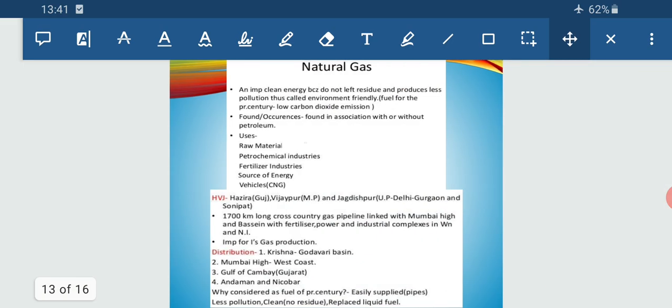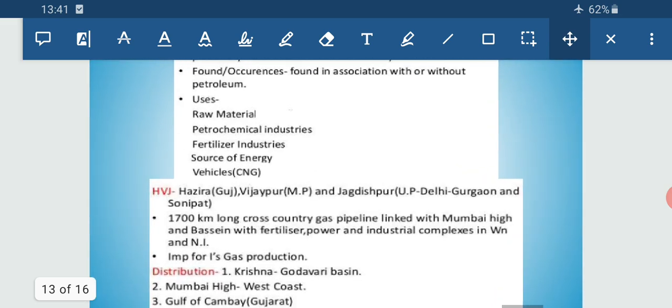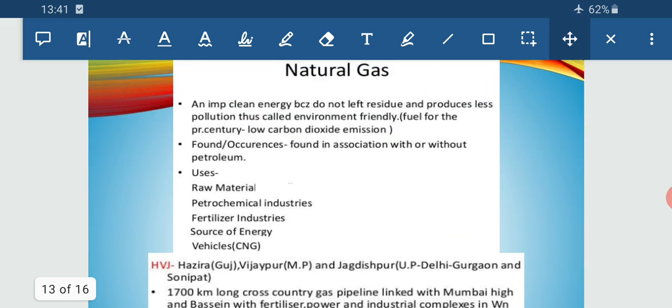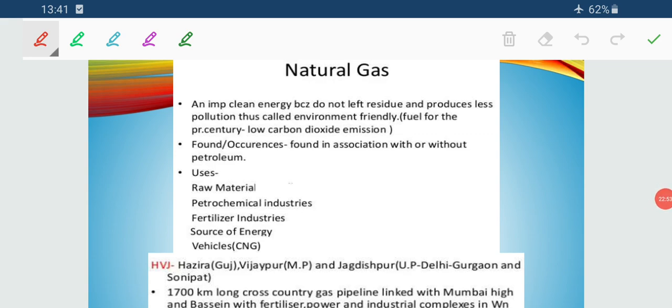Now lastly, natural gas. As I already explained, natural gas is above the oil field because, due to excessive heat and pressure, the gaseous matter that ejects out is trapped over there. Natural gas has comparatively less carbon dioxide emission, so it is considered a clean energy for future generations as it pollutes the environment less. Now what are its uses? It is used as a raw material, in the petrochemical industries, in the fertilizer industries, as a source of energy, and in CNG vehicles.